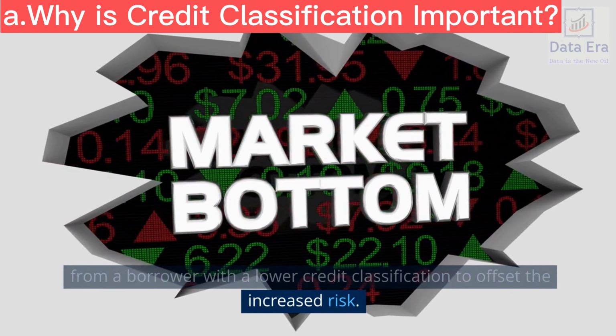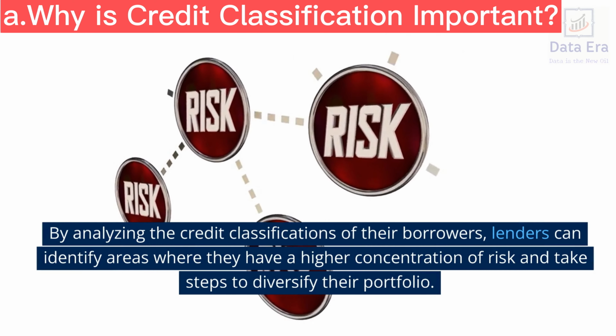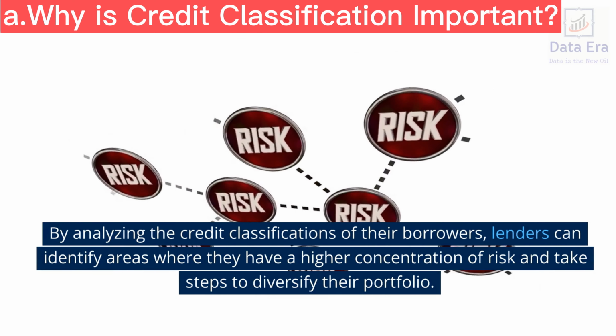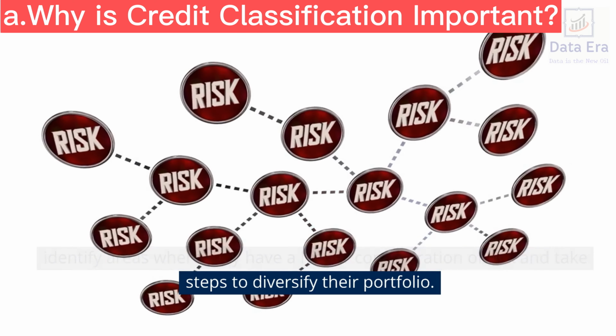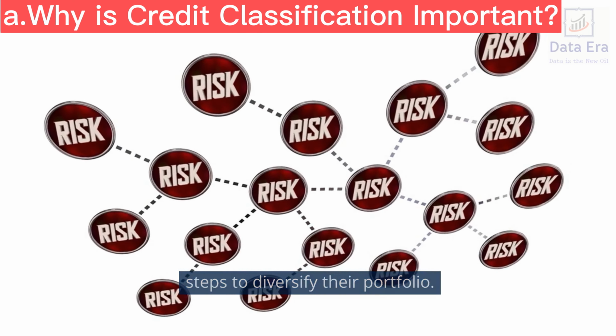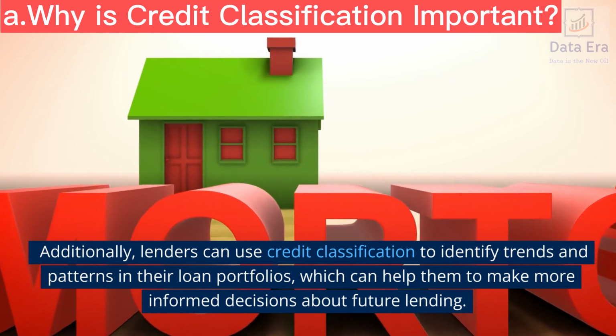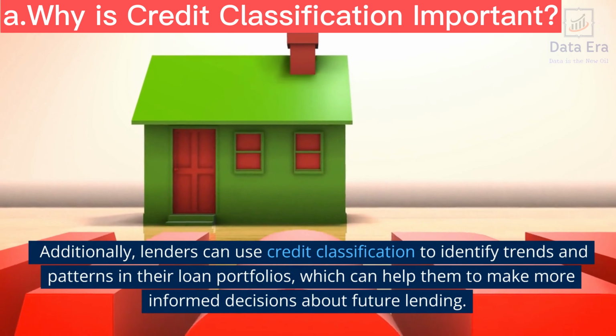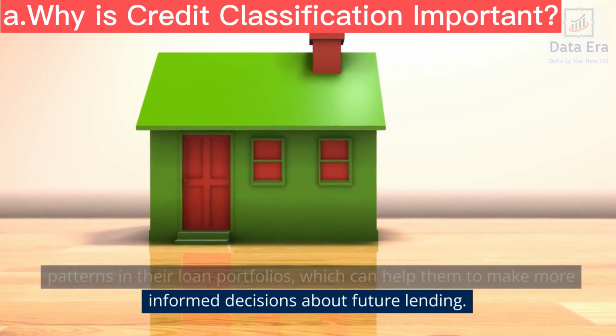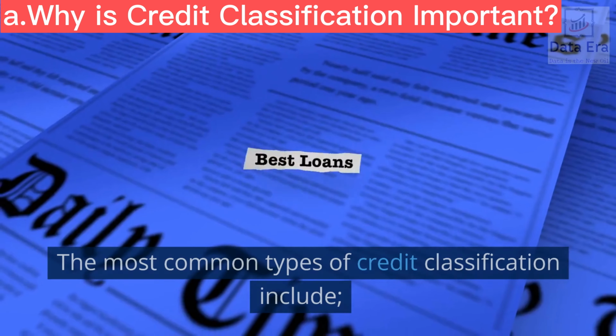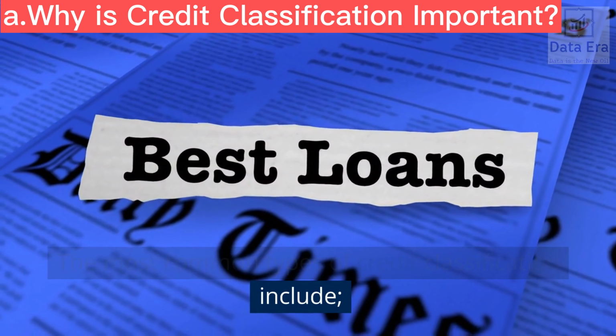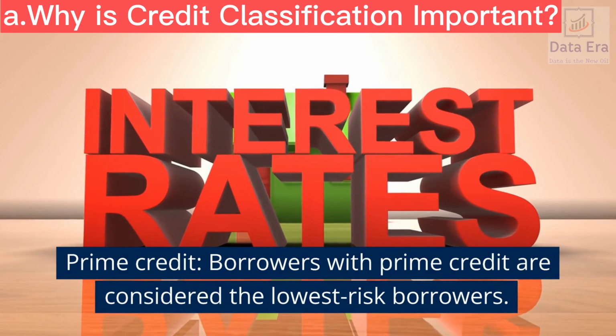By analyzing the credit classifications of their borrowers, lenders can identify areas where they have a higher concentration of risk and take steps to diversify their portfolio. Additionally, lenders can use credit classification to identify trends and patterns in their loan portfolios, which can help them to make more informed decisions about future lending. The most common types of credit classification include prime credit.